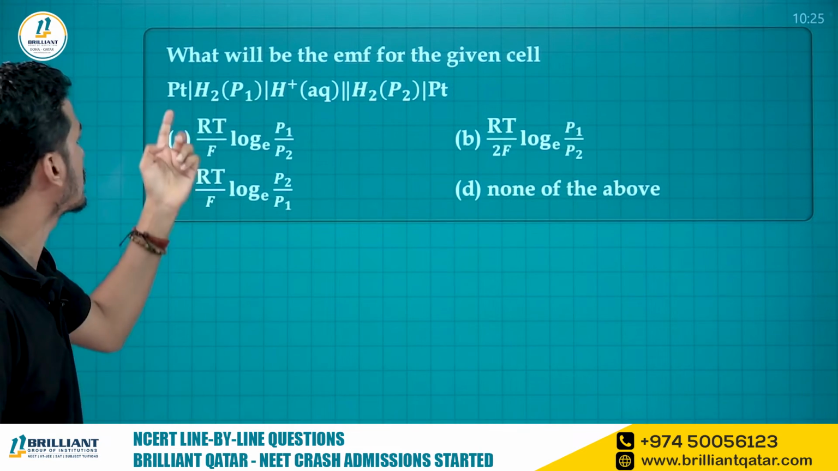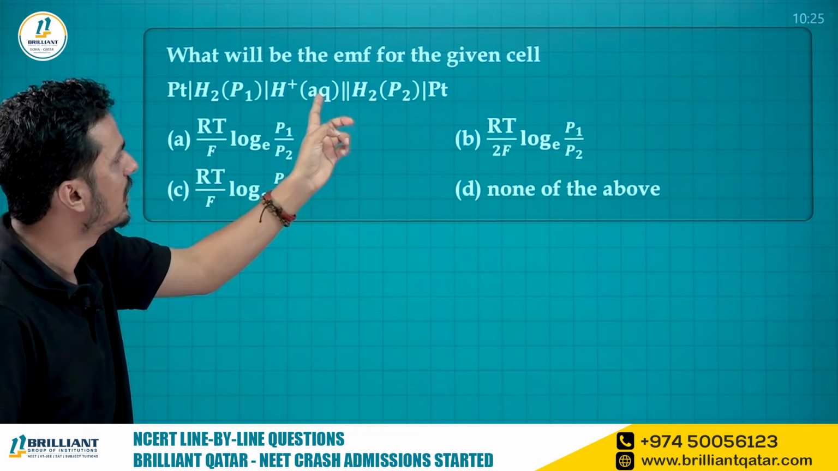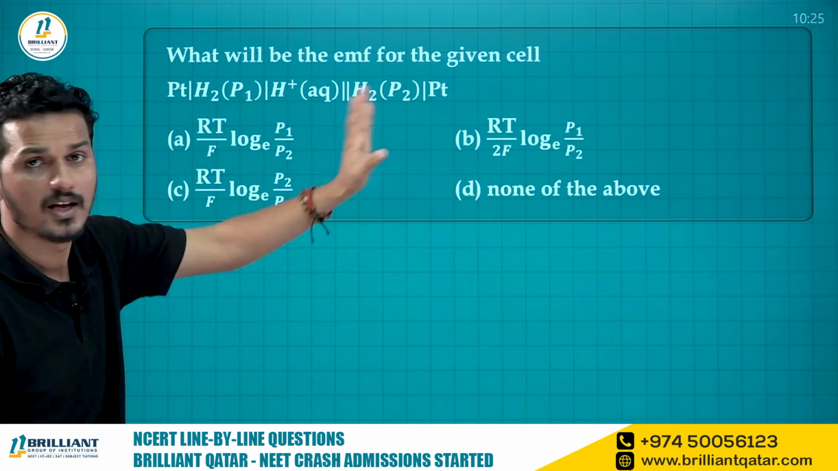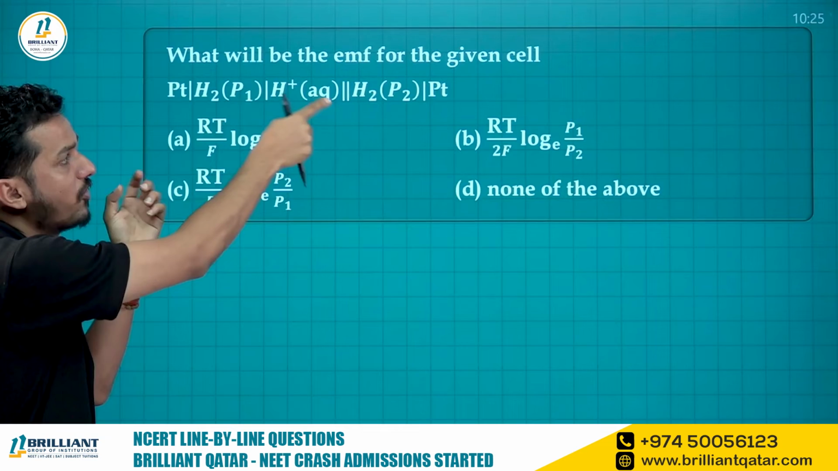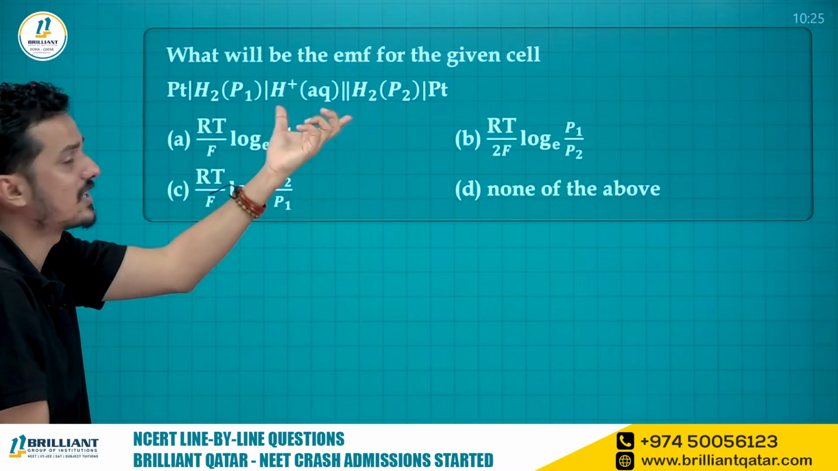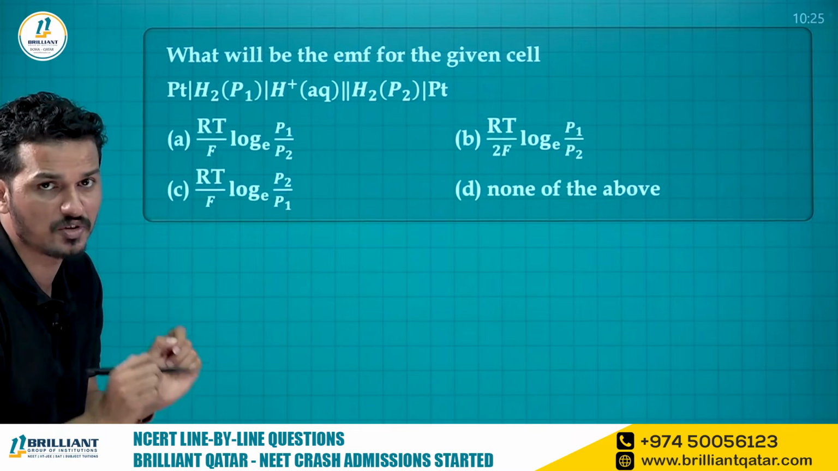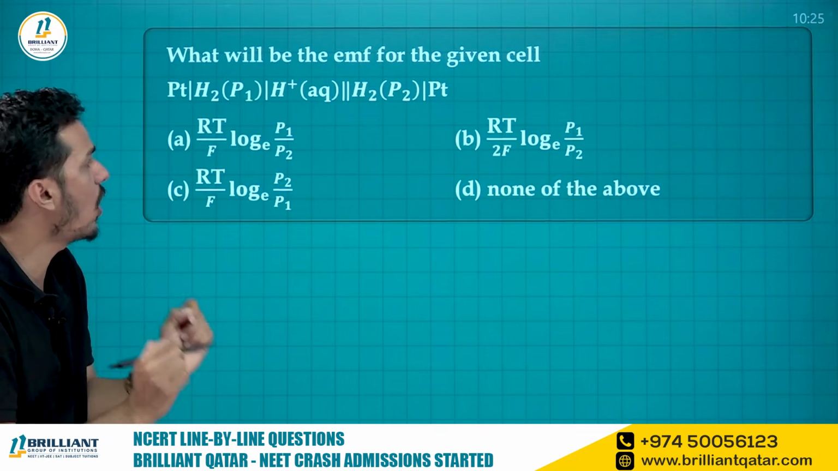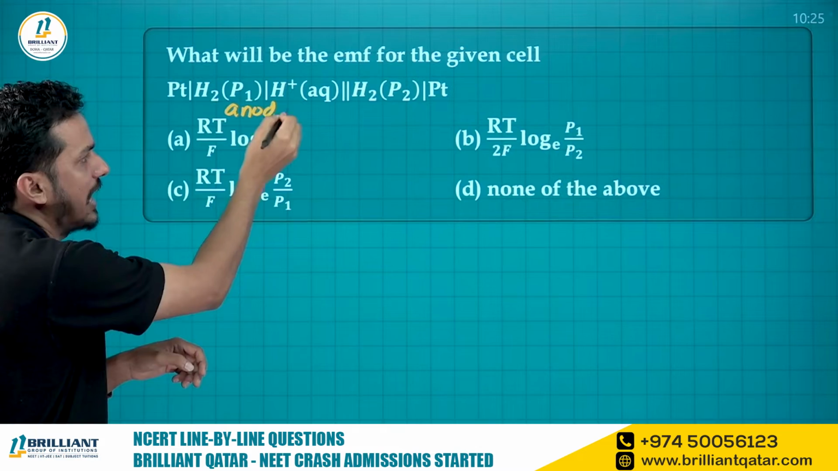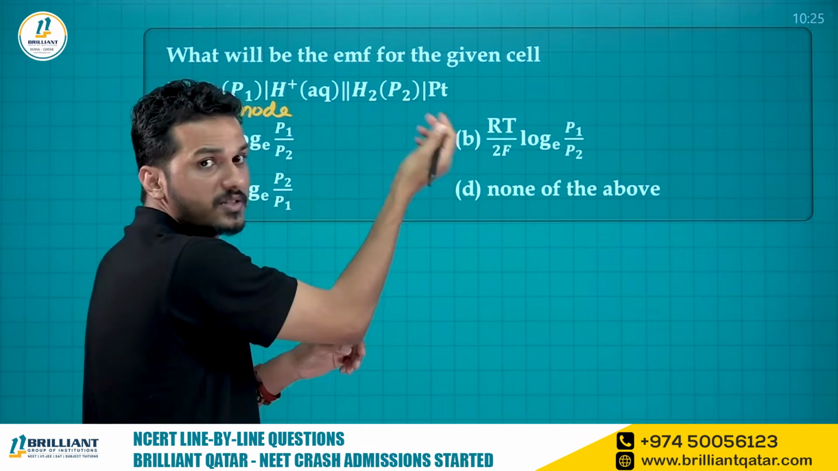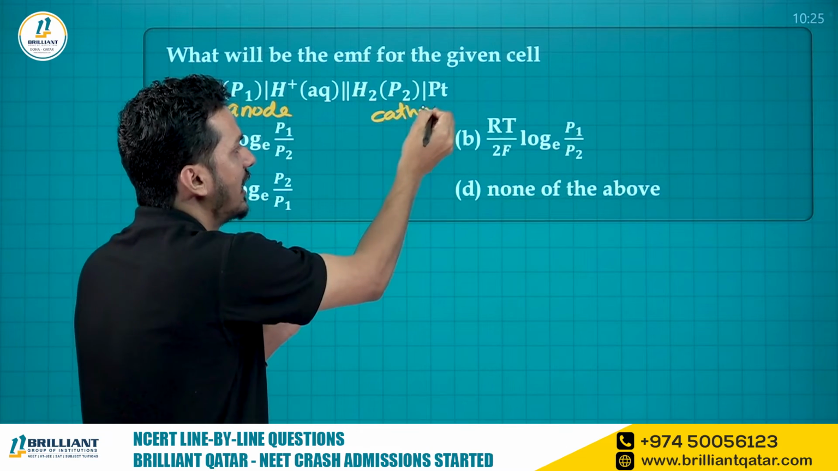What's the cell here? Here the cell is platinum, hydrogen gas is passed through and becomes H plus, and H plus becomes hydrogen gas again, at pressures P1 and P2, platinum. So here the electrodes are the same but the pressures of the gases are different. This kind of cell is called a concentration cell, specifically a gaseous concentration cell. In that case, you must remember that the one with low pressure will act as anode, or else the first one is anode. The one with high pressure will act as what? That means the one on the right hand side will act as what? Cathode. This is the idea you have to remember.